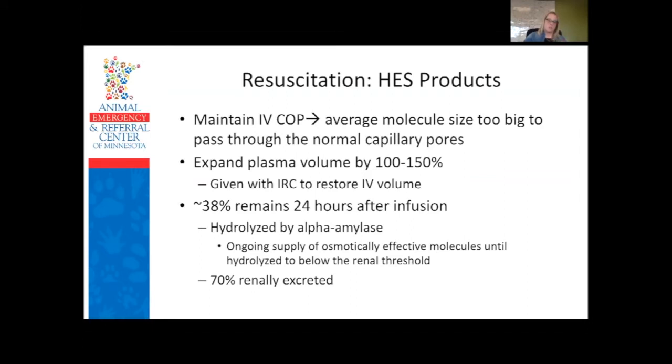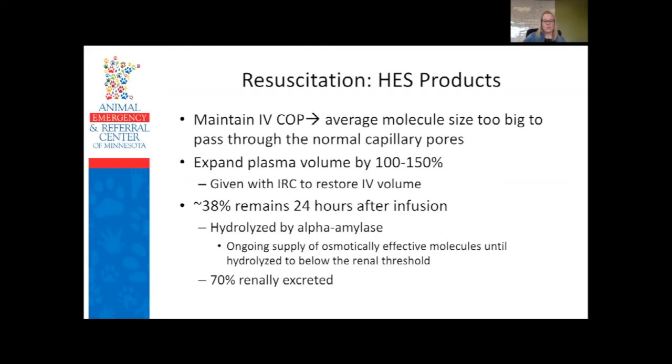Colloids will help expand the plasma fluid volume by about 100 to 150% when you're giving them. So they've got a pretty significant effect. And typically you're giving them with isotonic replacement crystalloids to help restore your intravascular volume. They also are pretty persistent. They will stay in the vasculature for an extended period of time.